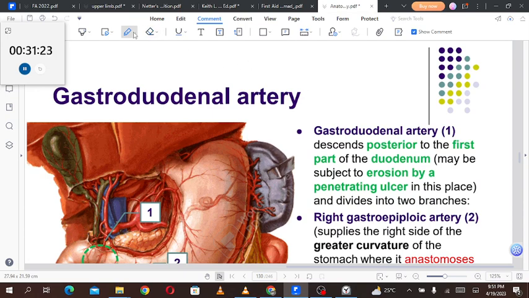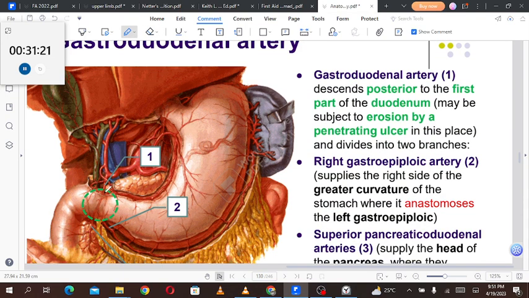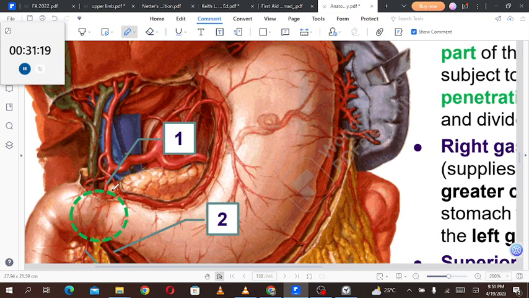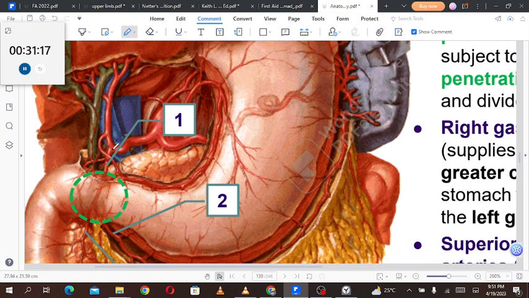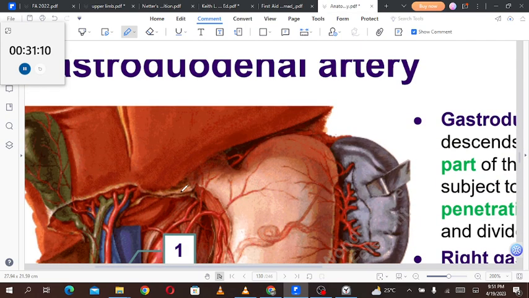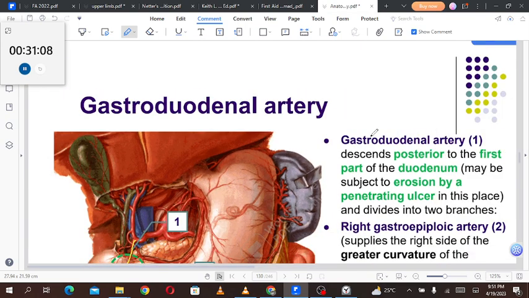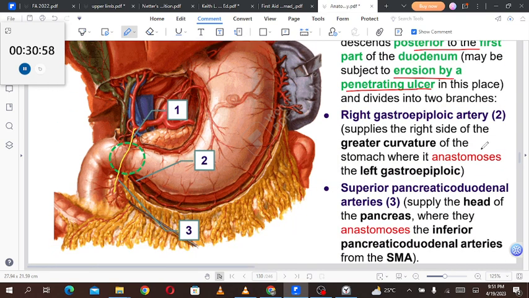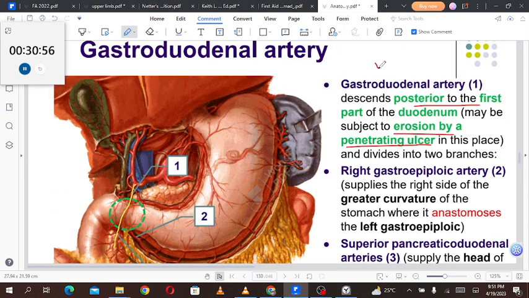Then what about the gastroduodenal artery? This is the gastroduodenal artery. If I zoom in, you can see the gastroduodenal artery, which comes from the proper hepatic artery and descends behind the duodenum. The gastroduodenal artery descends posterior to the first part of the duodenum, may be subject to erosion by a penetrating ulcer in this place, and divides into two branches. So the gastroduodenal artery can be subject to erosion by a duodenal ulcer.